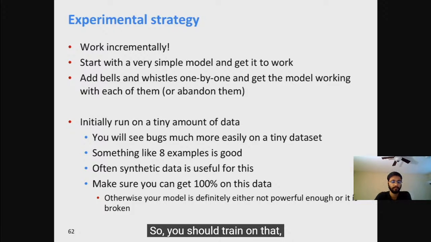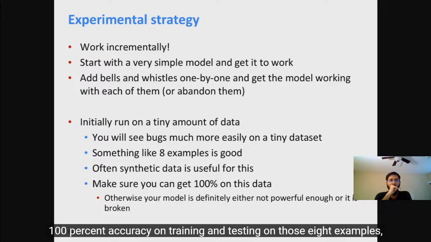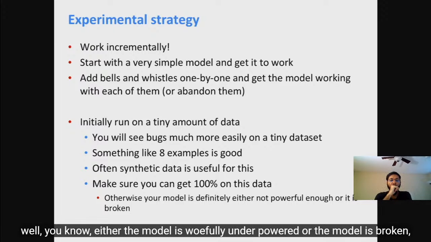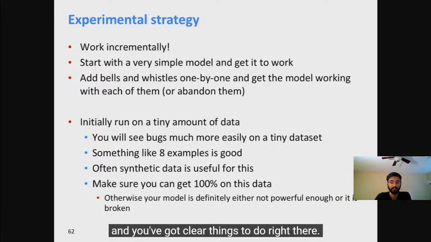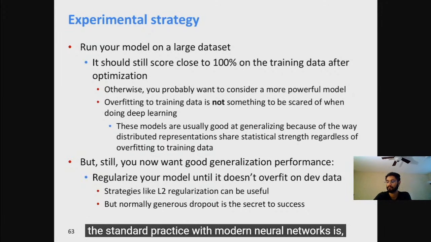So you should train on that. Because it's only 8 items, training will only take seconds, and that's really, really useful for being able to iterate quickly. And if you can't get your model to 100% accuracy on training and testing on those 8 examples, well, either the model is woefully underpowered or the model is broken, and you've got clear things to do right there.